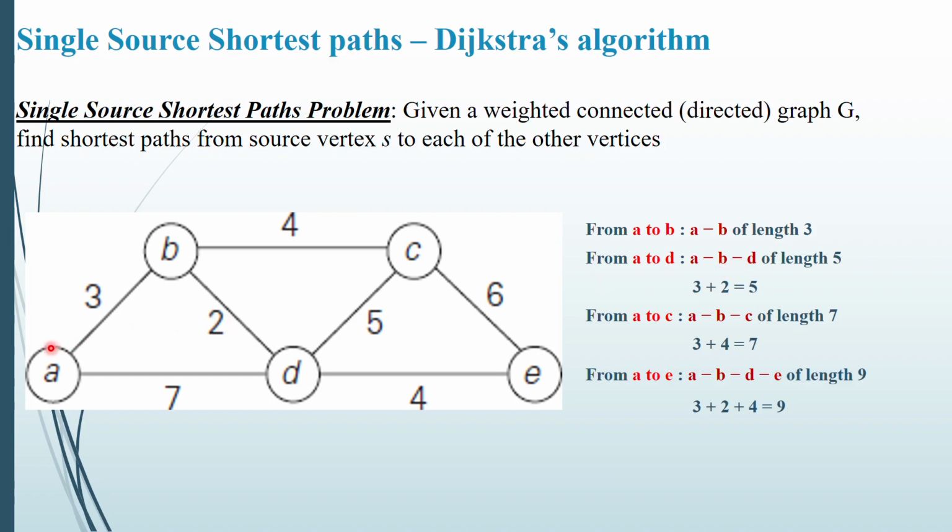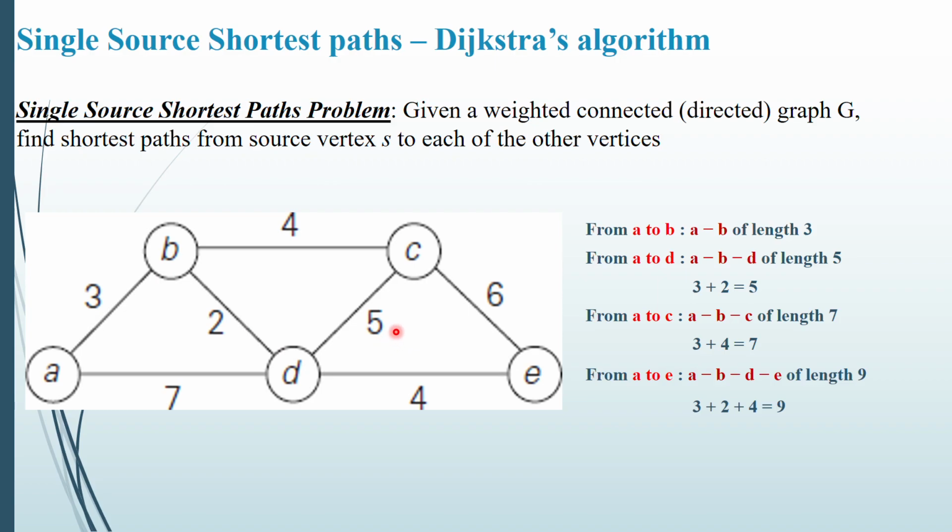In the same way, the source is A and now I have to find the path from A to C here. For that also I have multiple paths. One path is A to B and B to C, with distance 3 plus 4, which is 7. One more path is A to D and D to C, with distance 7 plus 5, which is 12. And one more is A to B, B to D and D to C. That distance is 10 here.